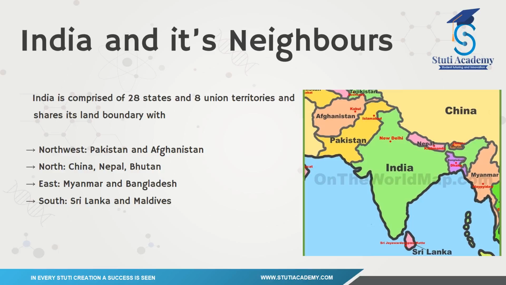Moving from Sri Lanka, you come to the Maldives Islands, which are to the south of the Lakshadweep Islands. Maldives is the smallest Asian country both in area and population and has its capital at Male. That was a brief overview of India and its neighboring countries.